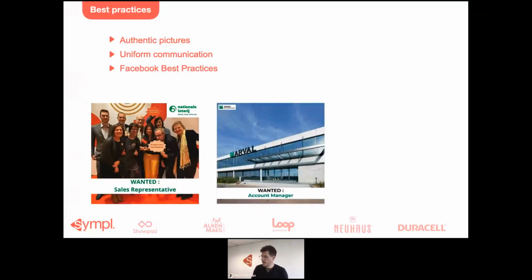Having said that, it is important to make sure you have uniform communication. So if people click on an ad, the page or the vacancy page they will be landing on, make sure it's using the same colors. Ideally, it's using the same pictures. So you have consistency.